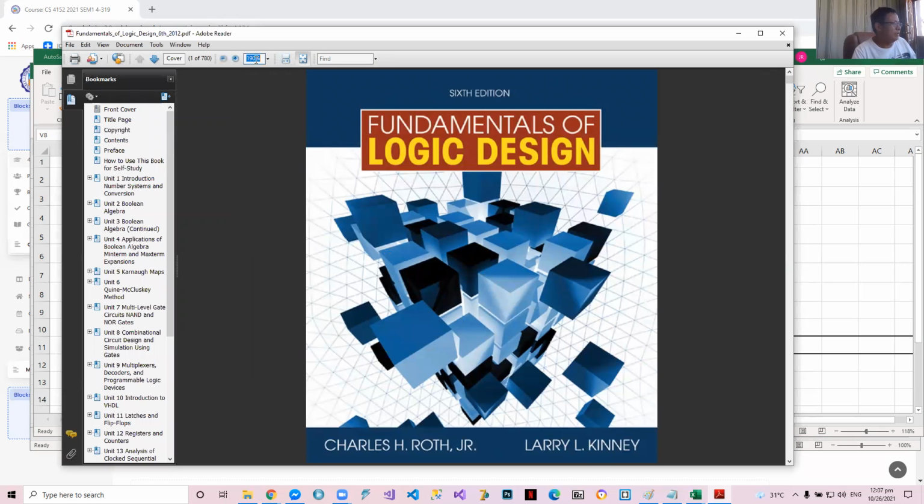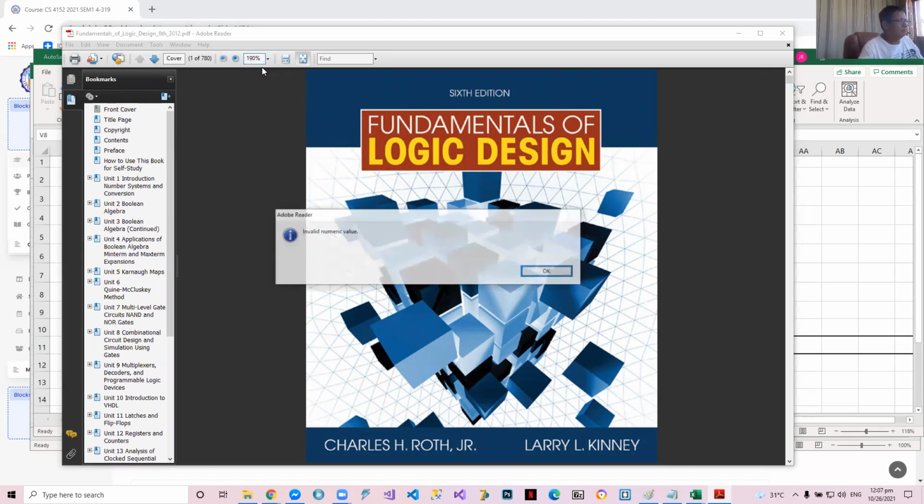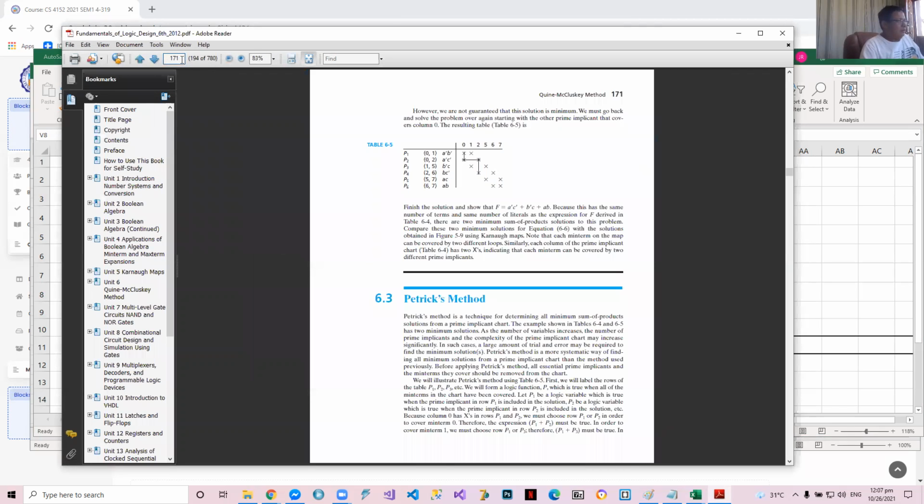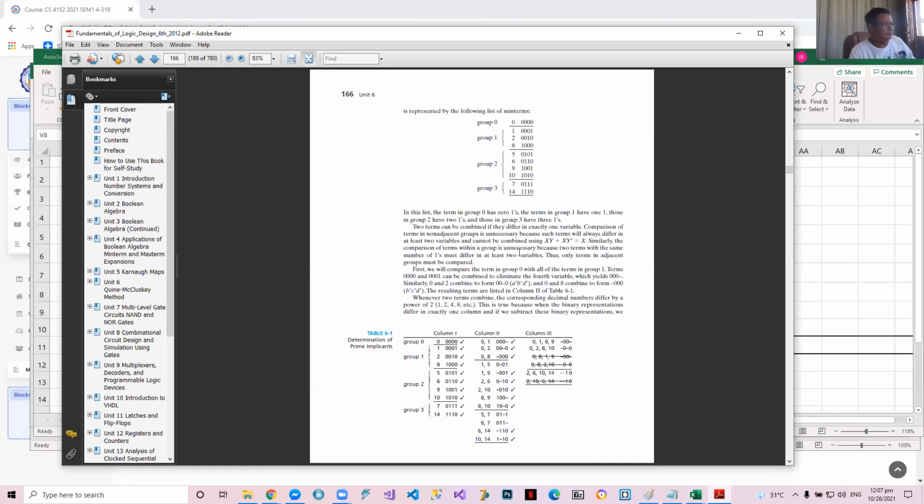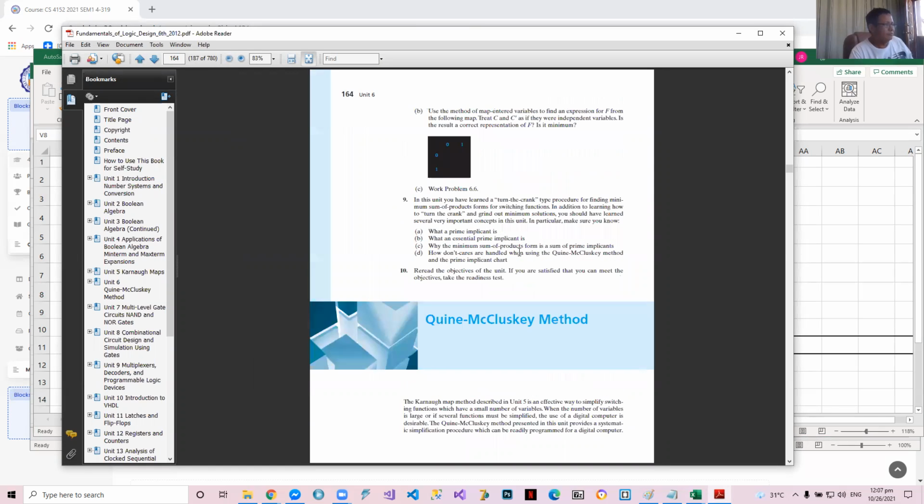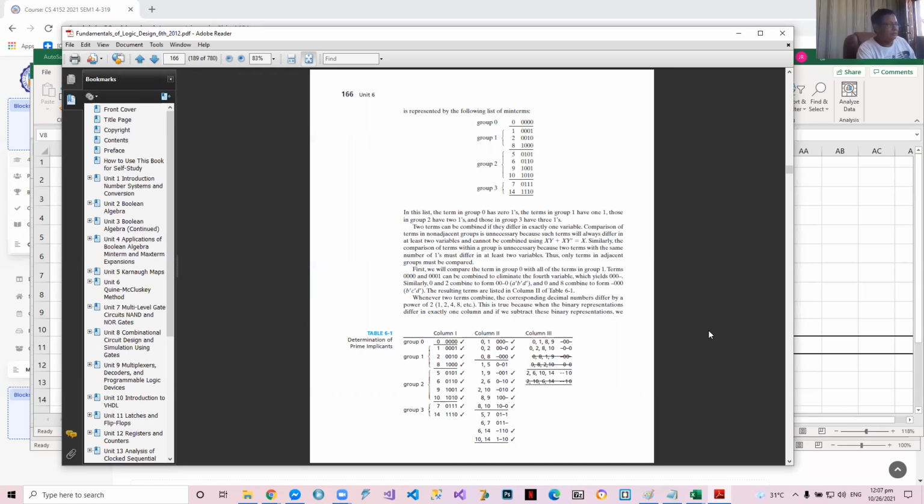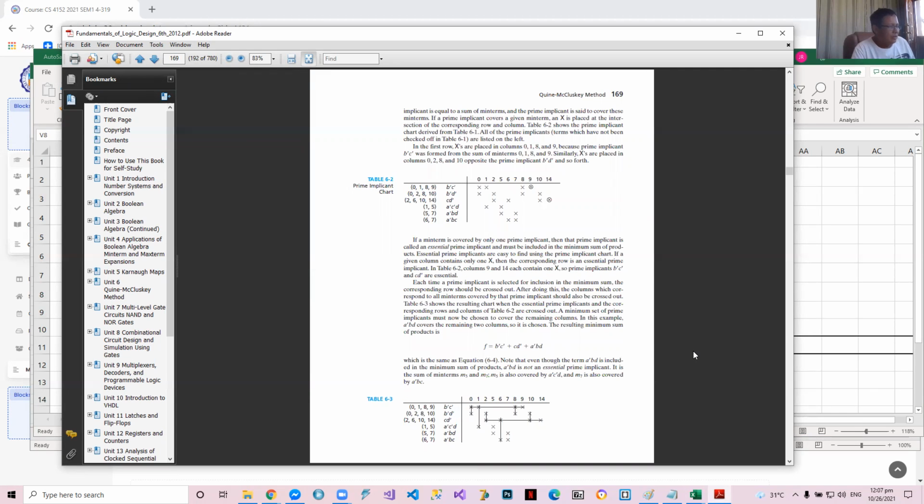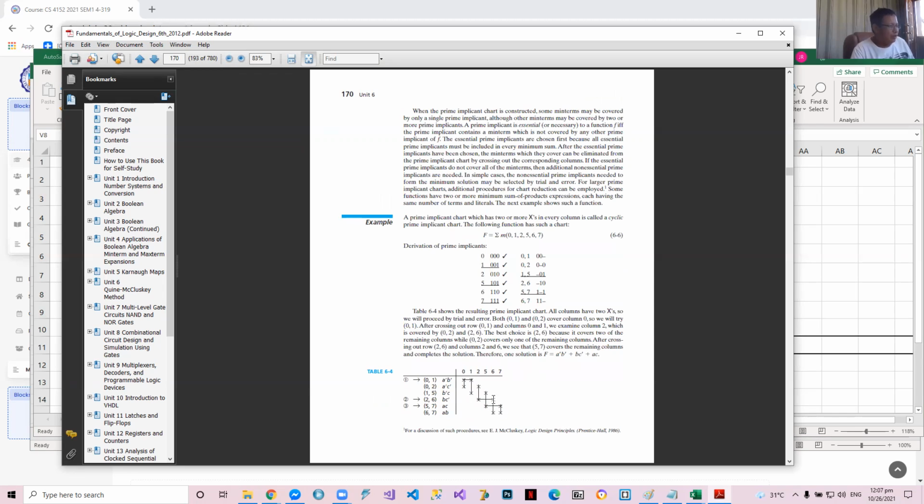Let's go to page 171. Okay. Ito na. Ito, okay, do you follow? So ito yung prime implicant chart. Okay? Wala siyang essential prime implicant in the sense that walang single. Diba? Walang single.